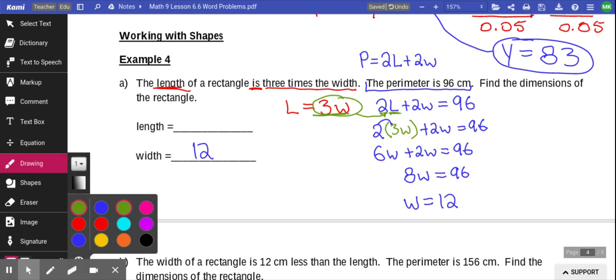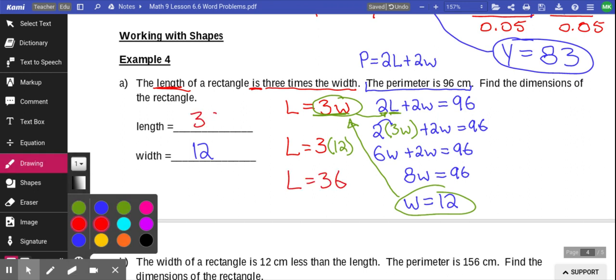To figure out the length, I take that width and I substitute it into my length equation. So length equals 3 times 12, which is 36. So this rectangle is 36 by 12.